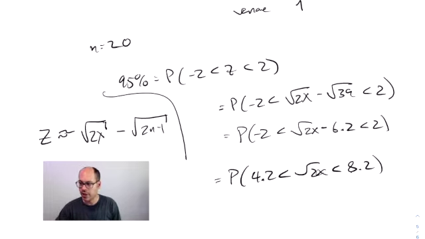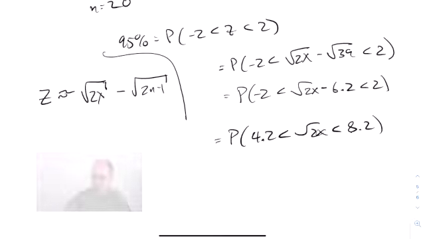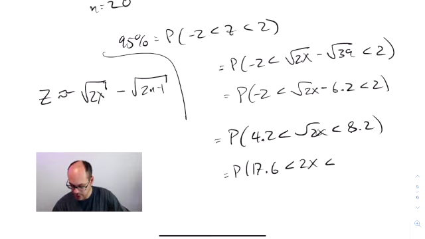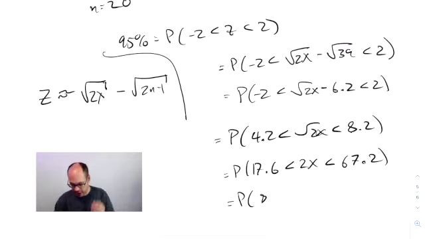Okay, and let's go ahead and square those things. 17.6 is less than 2x is less than 8.2 squared, which is 67.2. Okay, and now I'll divide out, and so we get about 8.8 is less than x is less than 33.6.